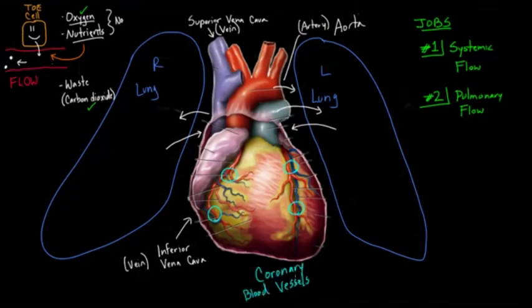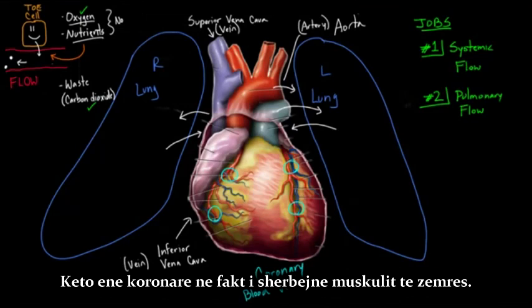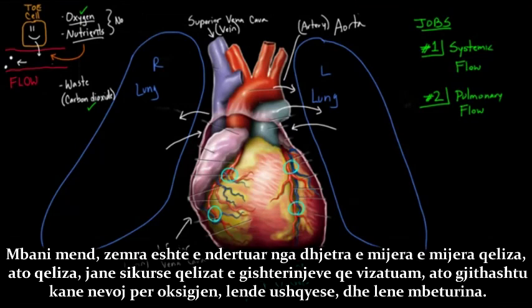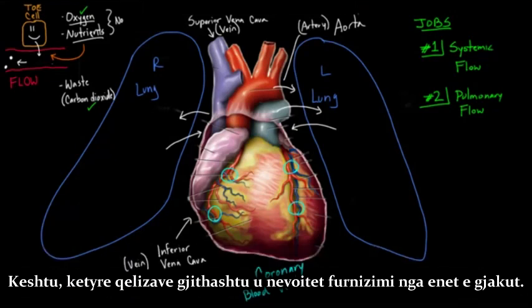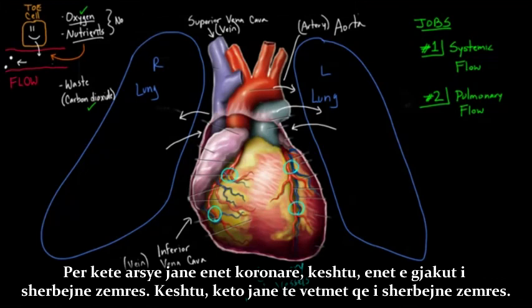So these coronary blood vessels are serving the heart muscle itself. I mean, remember, the heart is made up of thousands and thousands of cells. And those cells, just like our toe cell that we drew out in the corner, also need oxygen, nutrients, and have waste. So those cells are going to need blood vessels supplying them as well. And so that's what the coronary blood vessels are. They're literally the blood vessels that go to and serve the heart.